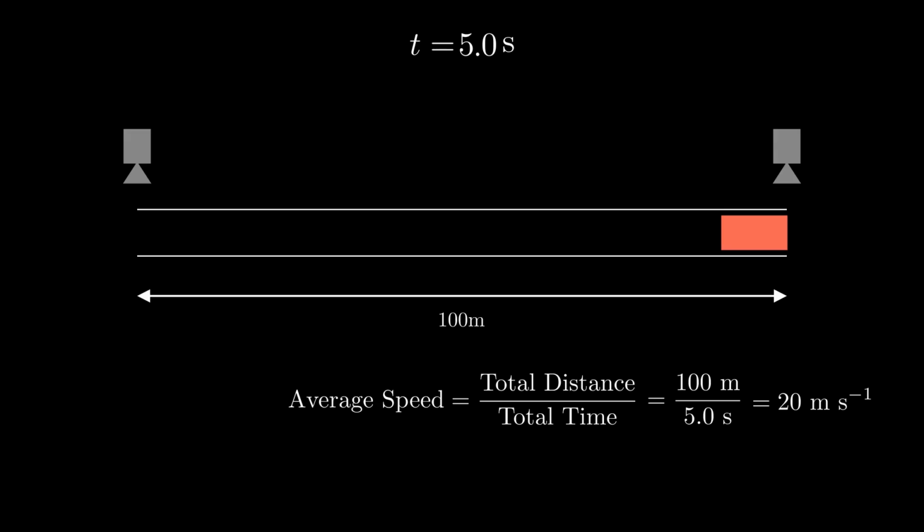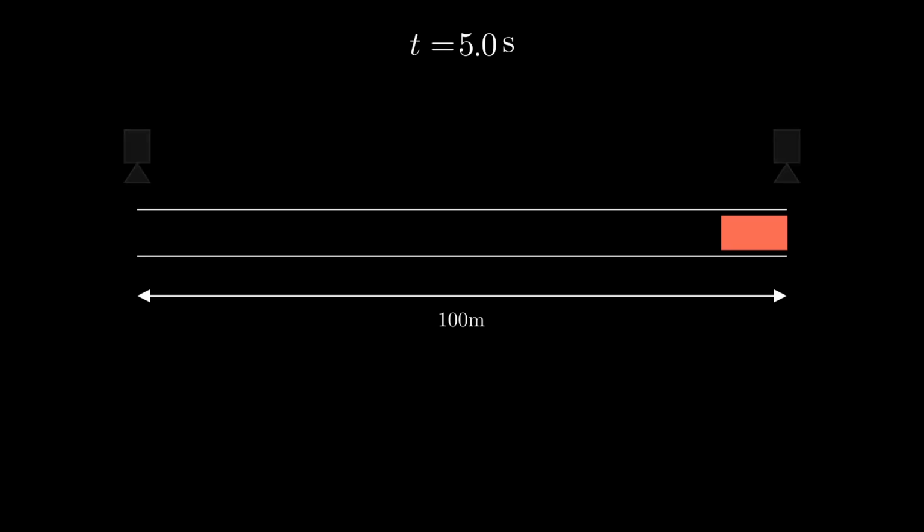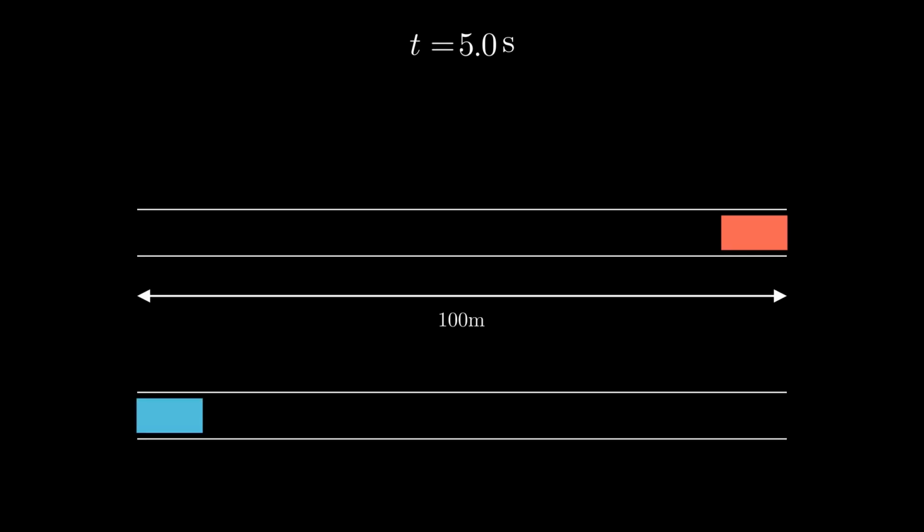And this is one criticism of speed cameras. If you have another car, which is traveling at the speed limit of 20 meters per second, the red car can travel as fast as it likes for one particular section of the journey and then slow down so that it has the same average speed as the blue car.